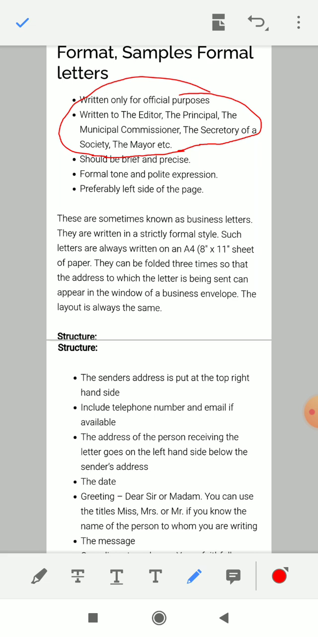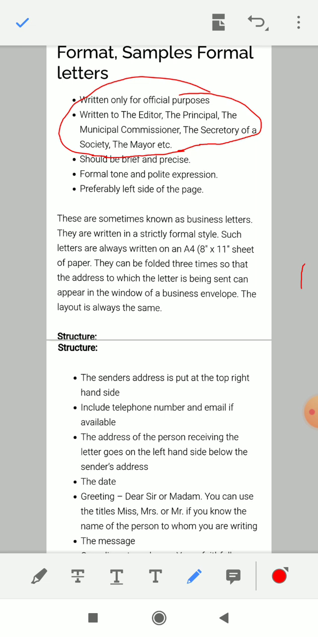These letters are written in brief, and they should be precise, because whatever the purpose of your writing the letter is, it should fulfill that purpose only. You need not add extra details. Now, the formal tone and polite language: the language should be very formal and polite. Most of the time, it is written towards the left hand side.